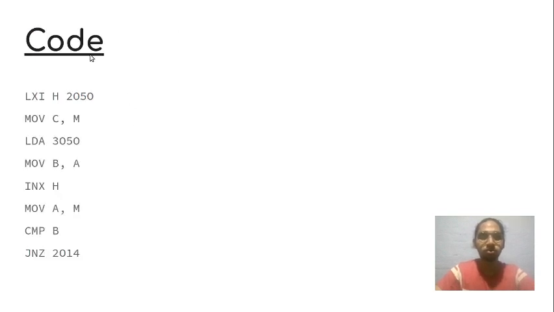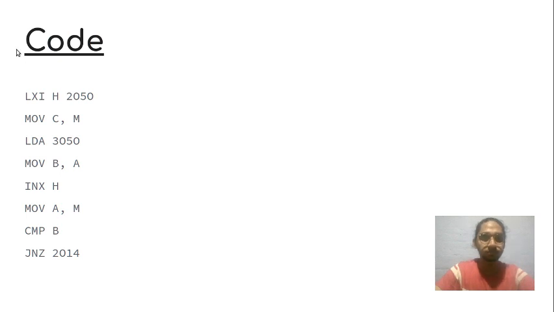So here is the code I have written in 8085 programming to search a number in the array. I'm going to explain line by line what the meaning of each line in my code is. The meaning of the first line is we initialize register H with 20 and register L with 50.